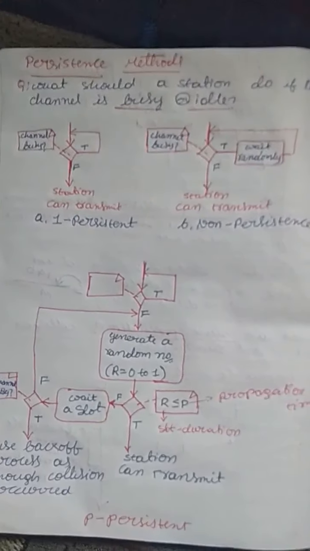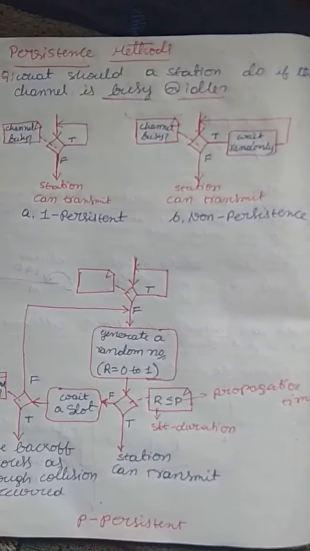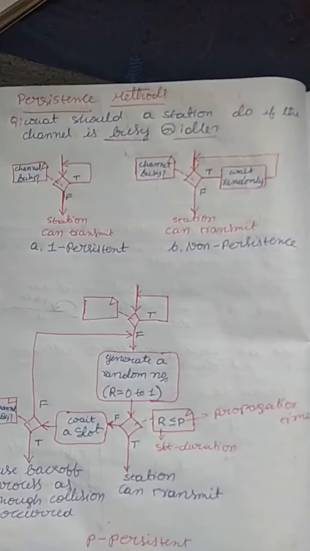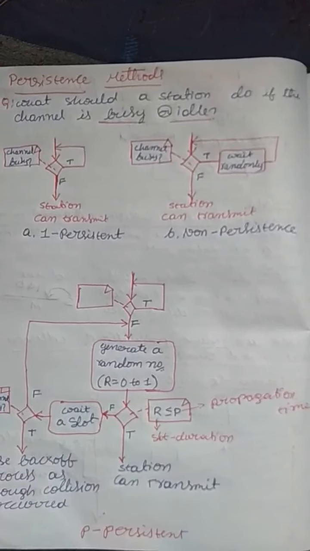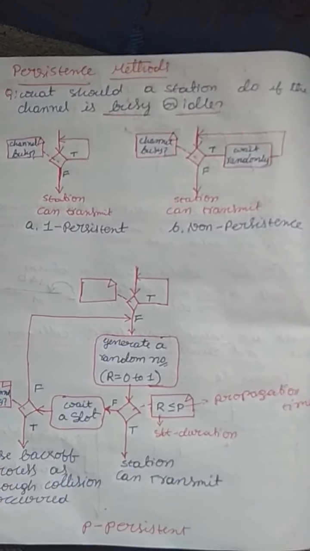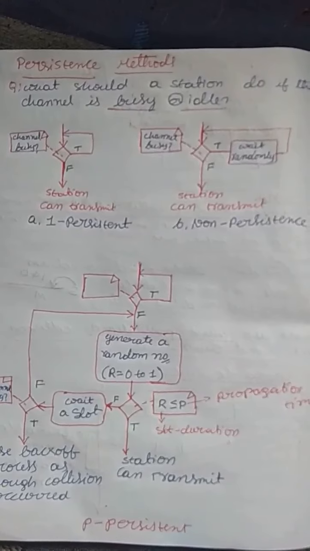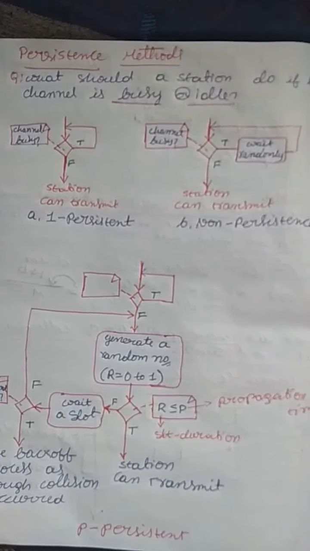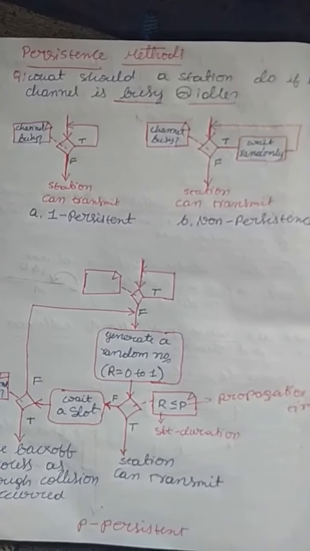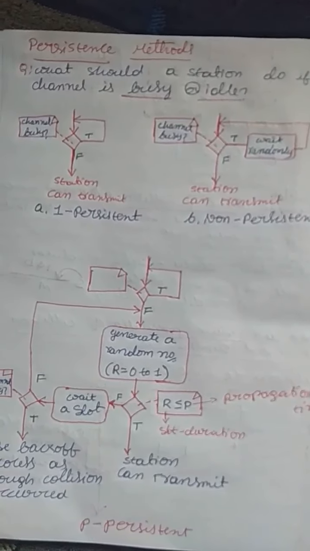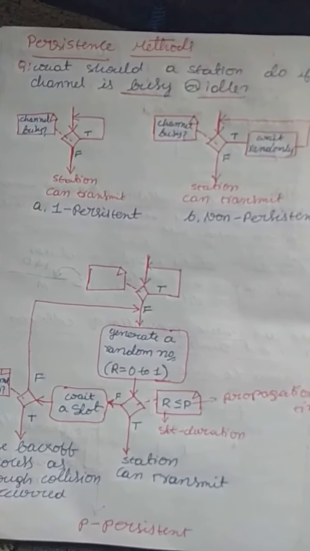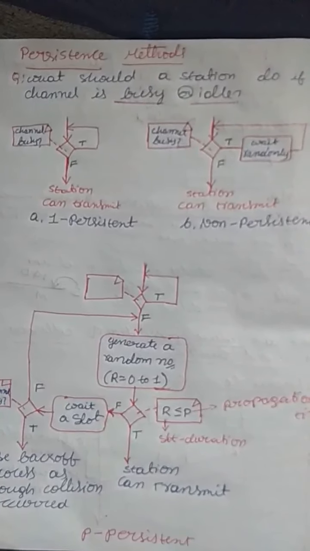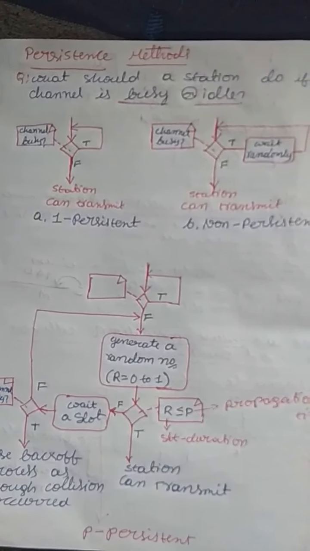Persistent methods. What is this persistent method? This is a question: what should a station do if the channel is busy or idle? I told that the station will sense the media, whether it is busy or idle. If it is busy, it will not send the frames. If the media is idle, it is going to send the frames. That is the answer for this question.